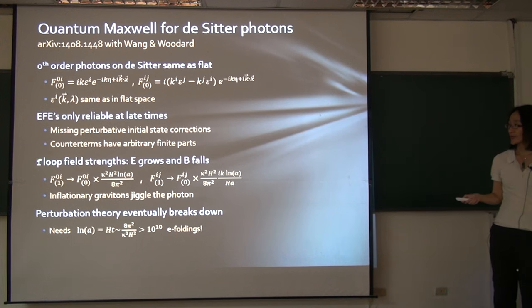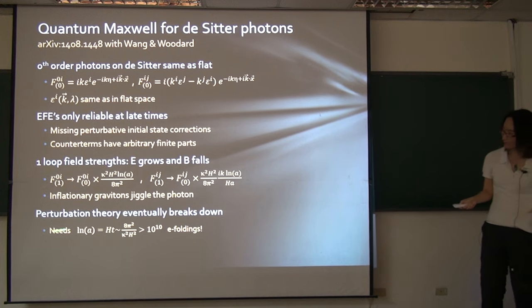For this dynamical case, you will find the electric field growing, but the magnetic field actually is not growing, it falls, because you have an extra scale factor in the denominator. So this is the result for the dynamical photon.